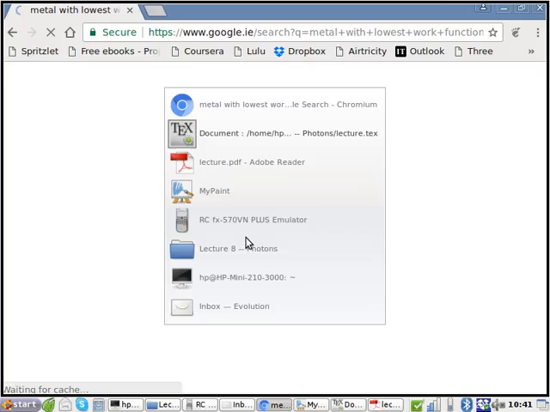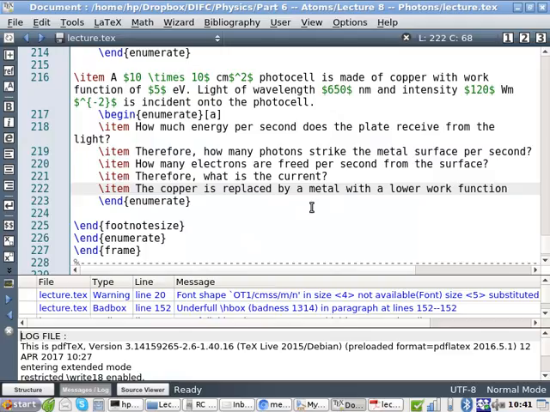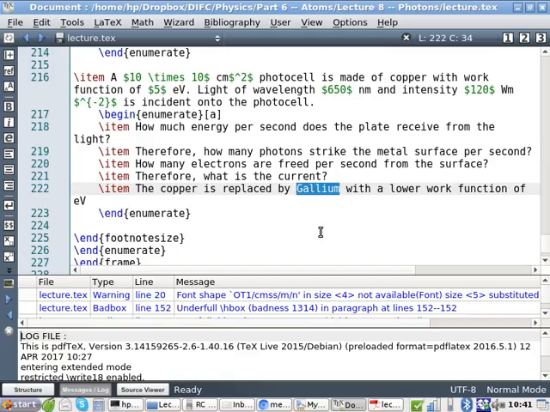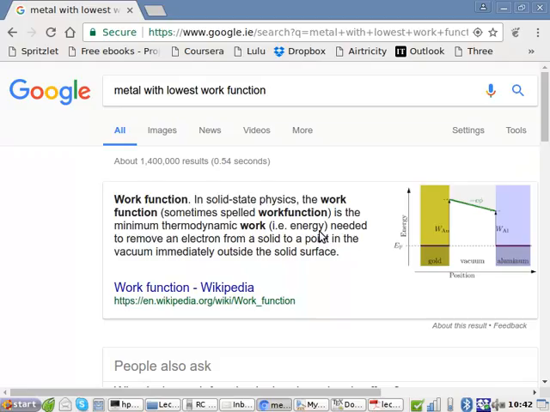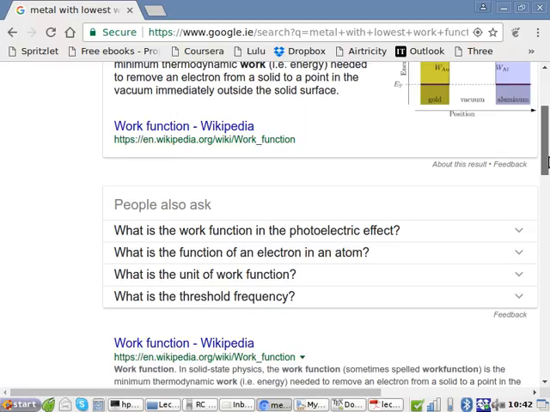Musharif, can you type in work function of gallium? Can you just give me the spelling of gallium? G-A-L-L-I-U-M. Okay, as I thought, the copper is replaced by gallium with a lower work function of. Okay, can you just Google the work function of gallium? Oh, that's still big. 4.28? Did you get the same? Electron work function? Yeah, 4.2.